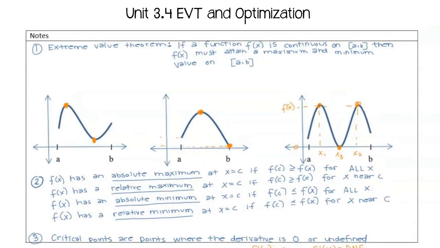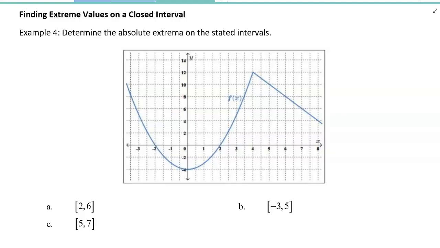So now we're going to do two examples. First, we're going to talk about it in reference to the definition, and then we're going to show using calculus how to find the absolute minimum and absolute maximum. In this example, we are going to find extreme values on a closed interval. The first problem we're going to evaluate graphically.